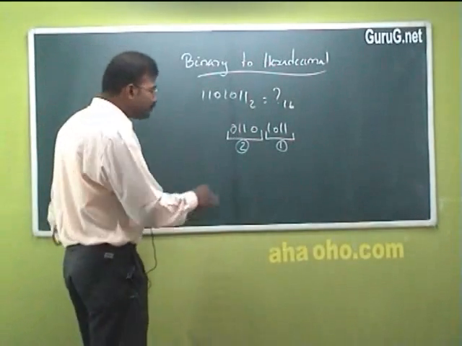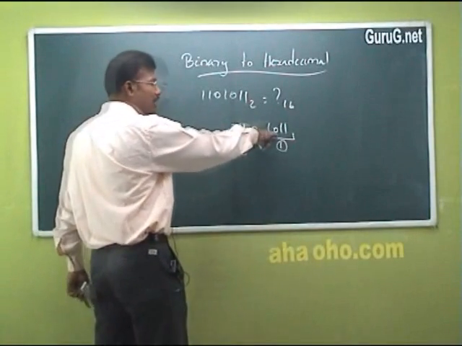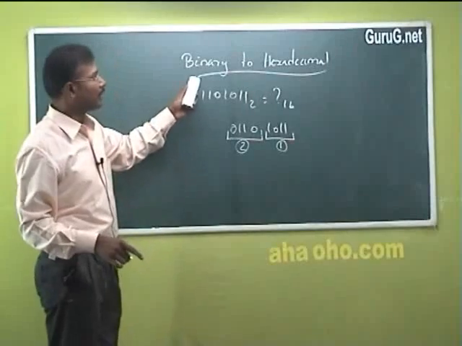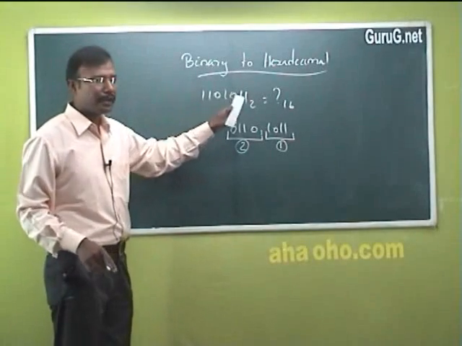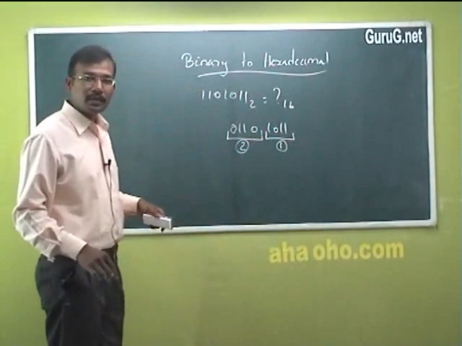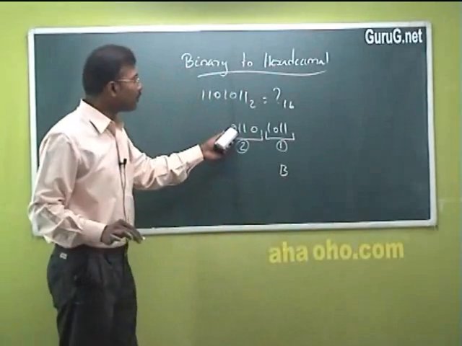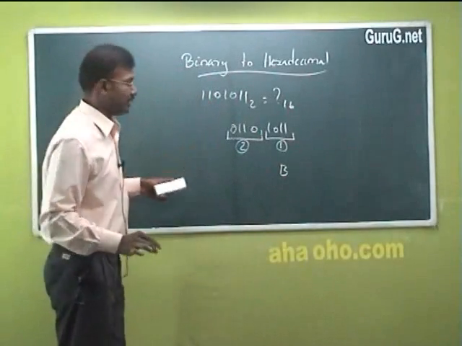Now, we know the equivalent binary value for each and every hexadecimal digit. What is the equivalent for 1011? It is B. Yes, B. What is the equivalent value for 0110? It is 6.